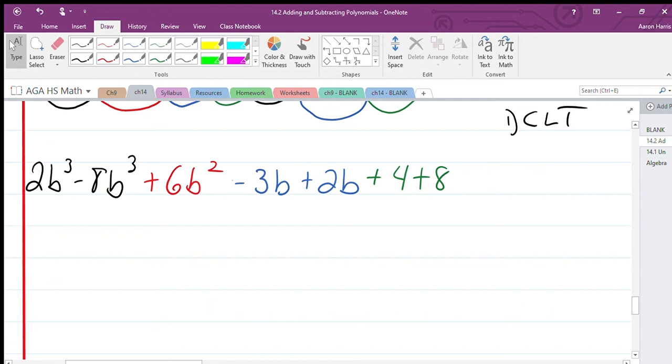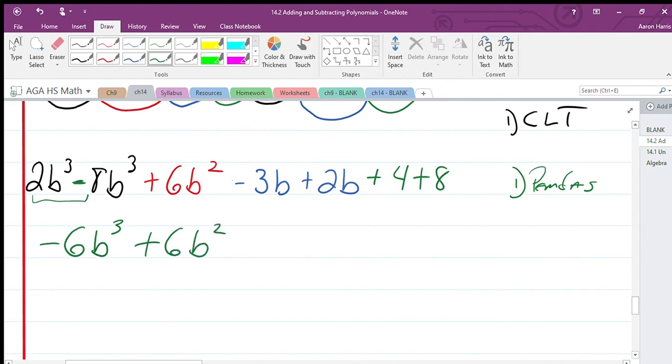So, now what do we do? That's right. Just work that PEMDAS out. We're going to add and subtract these things. So 2 minus 8. Opposite signs, right? Positive 2, negative 8. So that really says 8 minus 2. 8 minus 2 is 6. Keep the sign of the bigger number. So I get negative 6 and just keep the variable, keep the power. What about this 6b squared? Anything with it? Nope. So just leave it 6b squared.